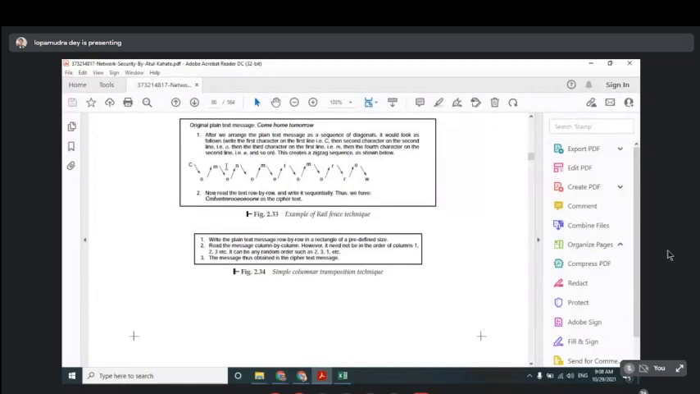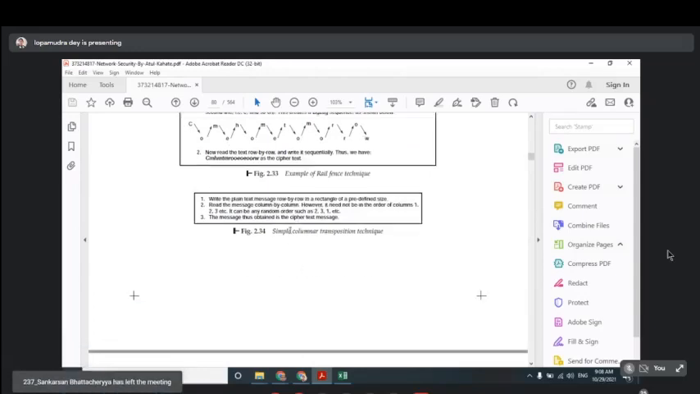We'll write it down in a zigzag sequence. This is the plain text: come home tomorrow. We will write it down first, and then we will read it. We will read it row by row. So this is the first row. This is the second row.